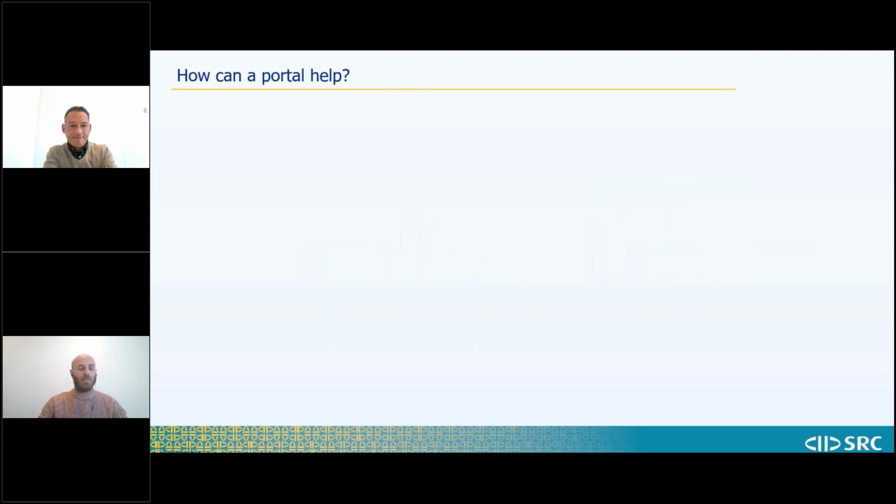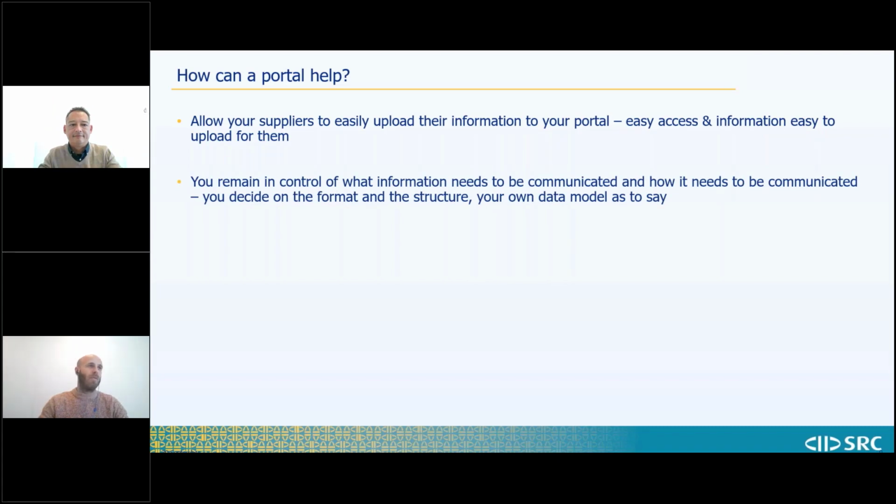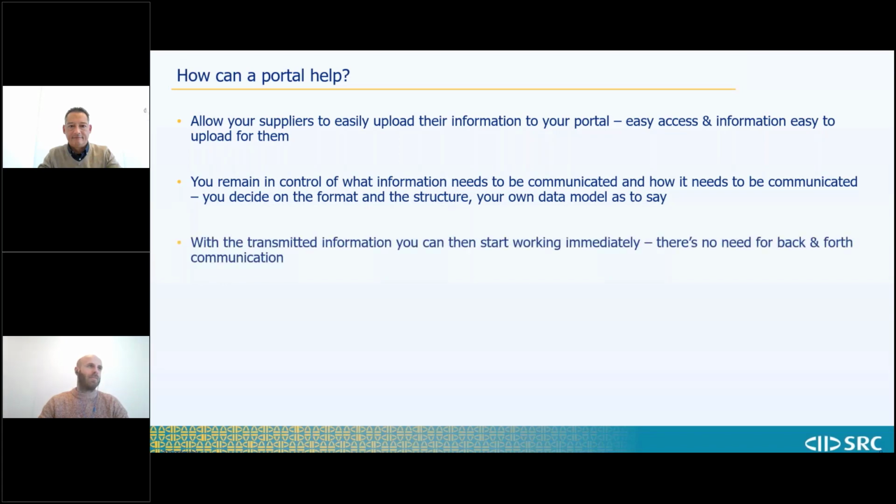So how can a portal help? A portal is allowing your suppliers to easily upload their information to your portal. They have easy access and the information is easy to upload for them. You remain in control of what information needs to be communicated, how it needs to be communicated, so you decide on the format and the structure. It's your own data model, so to say. With the transmitted information from the supplier to you, you can start working immediately. There's no need for back and forth communication anymore.